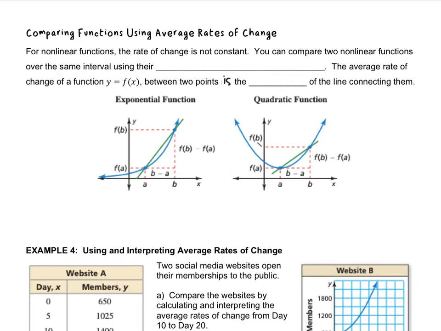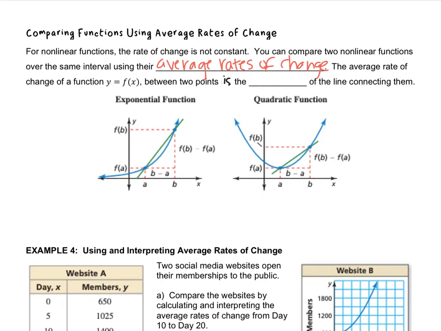Something that you can do with nonlinear graphs is look at the rate of change. Now we know rate of change is another word for slope. So linear functions, right, graphs that make lines, have a constant rate of change. Nonlinear functions do not. So what we can do is compare functions and see which one is increasing or decreasing faster using their slopes. So we'll call that their average rate of change.